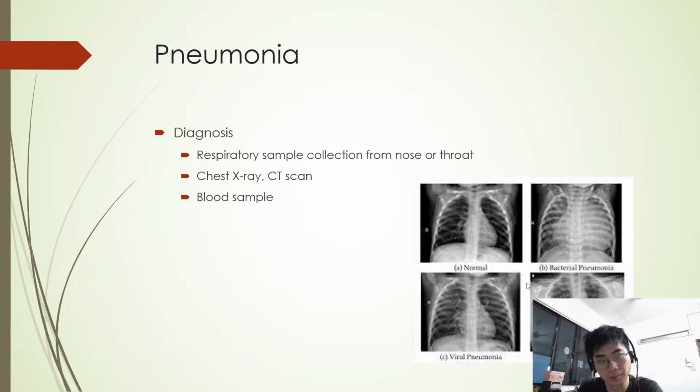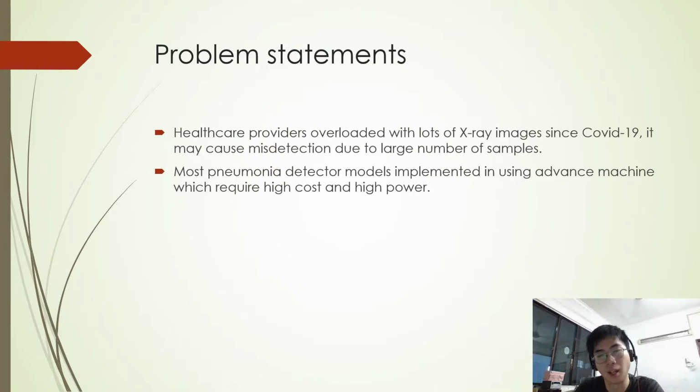The problem statement of our project is that in the current situation, healthcare providers are overloaded with lots of X-ray images since COVID-19. It may cause misdetection because of human error and the large number of samples. Besides that, most pneumonia detector models are implemented using advanced machines, which require high cost and high power.